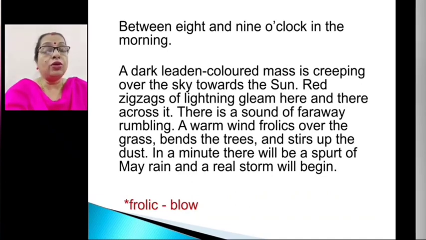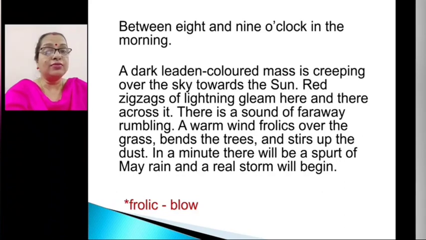Between 8 and 9 o'clock in the morning, a dark, leaden-colored mass is creeping over the sky towards the sun. Red zigzags of lightning gleam here and there across it. There is a sound of faraway rumbling. A warm wind frolics over the grass, bends the trees, and stirs up the dust. In a minute, there will be a spurt of May rain, and a real storm will begin.